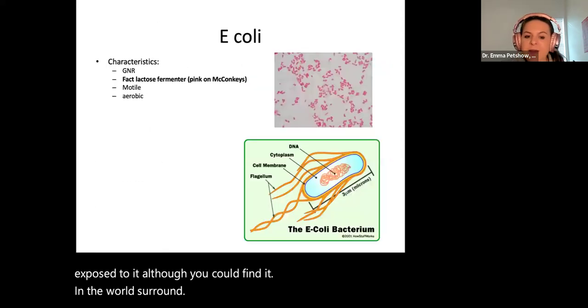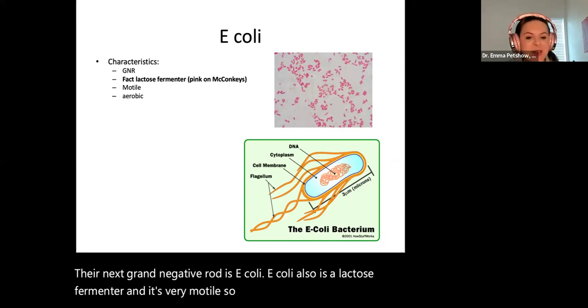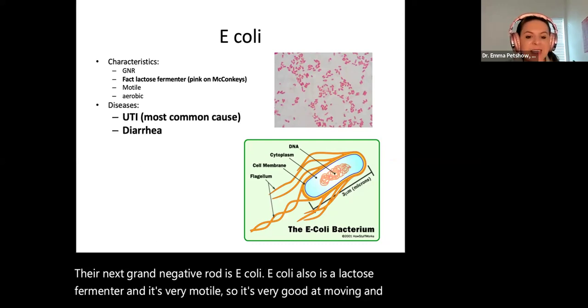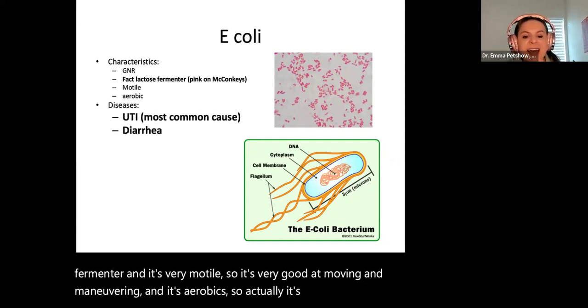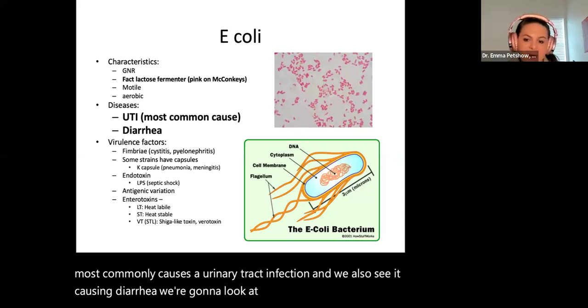Then our next gram-negative rod is E. coli. E. coli also is a lactose fermenter, and it's very motile. So it's very good at moving and maneuvering, and it's aerobic, so it actually is oxygen loving. It most commonly causes a urinary tract infection, and we'll also see it causing diarrhea. And we're going to look at multiple types of E. coli here in a moment.